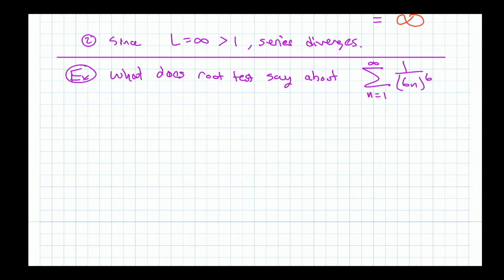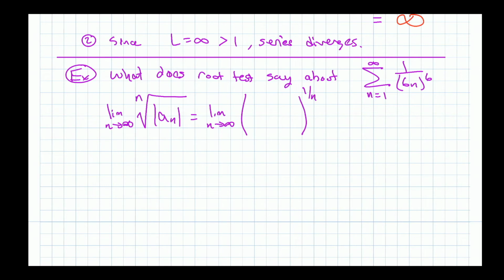So if we're going to work this out, we need the limit as n goes to infinity of the nth root of the absolute value of a_n, which I didn't do on the last one, but I want to here just to make sure we're on the same page. An nth root is actually a 1 over n exponent, right? And then we have 1 over 6n to the 6th. Actually, you know what? I want a root. I don't know why, I just do. Okay. So there you go.